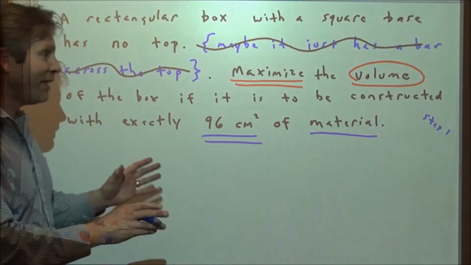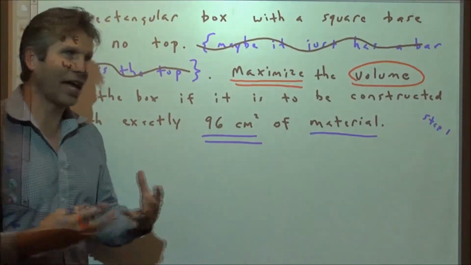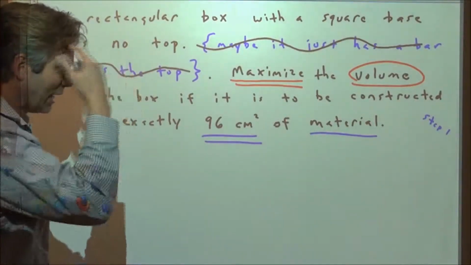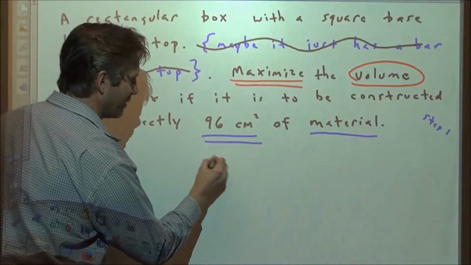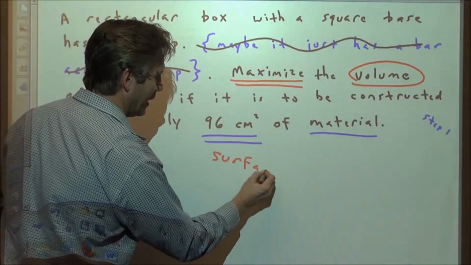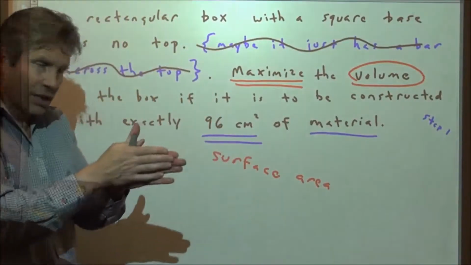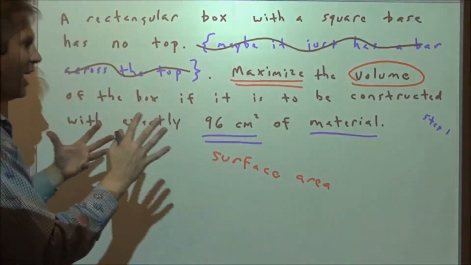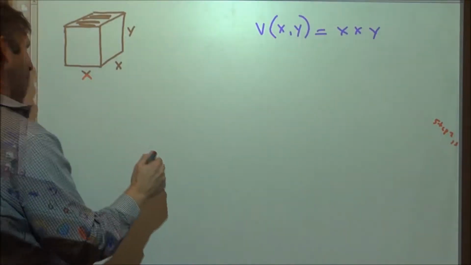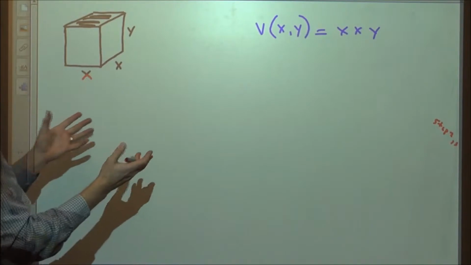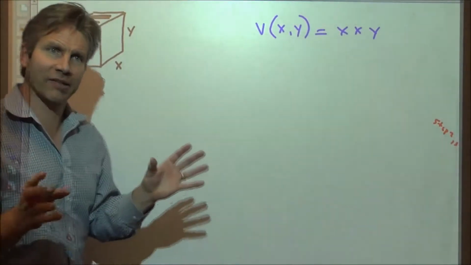It just said that in the end, all the material you have to make this box needs to add up to 96 square centimeters. You might need to stop and think for a second until you realize what they're giving us is surface area. That's really the constraint that we have. The total surface area, all the little pieces of sides, has to add up to 96 square centimeters. So a good idea would be to use our diagram and think about what that would mean.